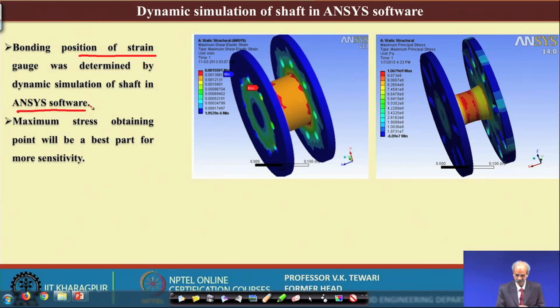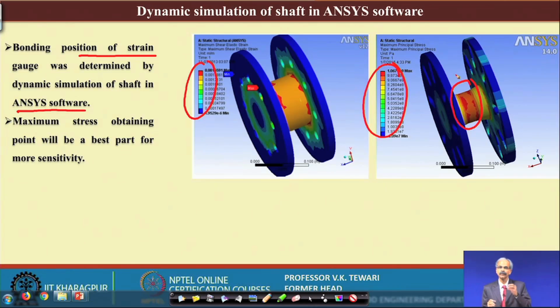So, ANSYS software was used, and then we could know what the locations are, and how the values are, where you can see here. We are in a better position to understand that if we fix the strain gauges here, we will be able to get a larger value of response, or a good value of response.